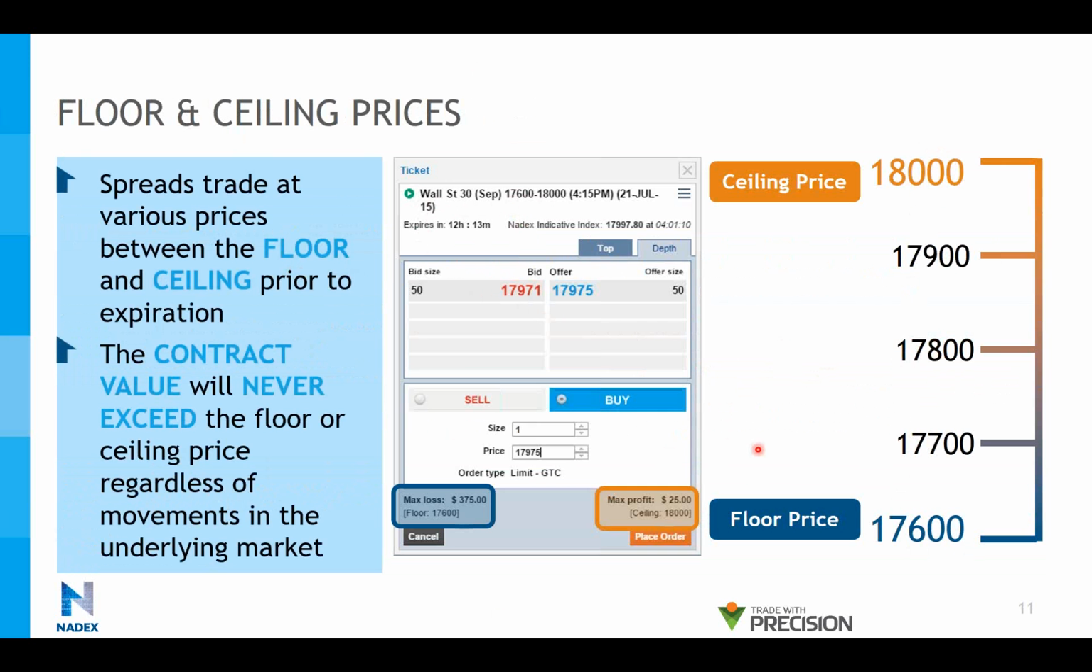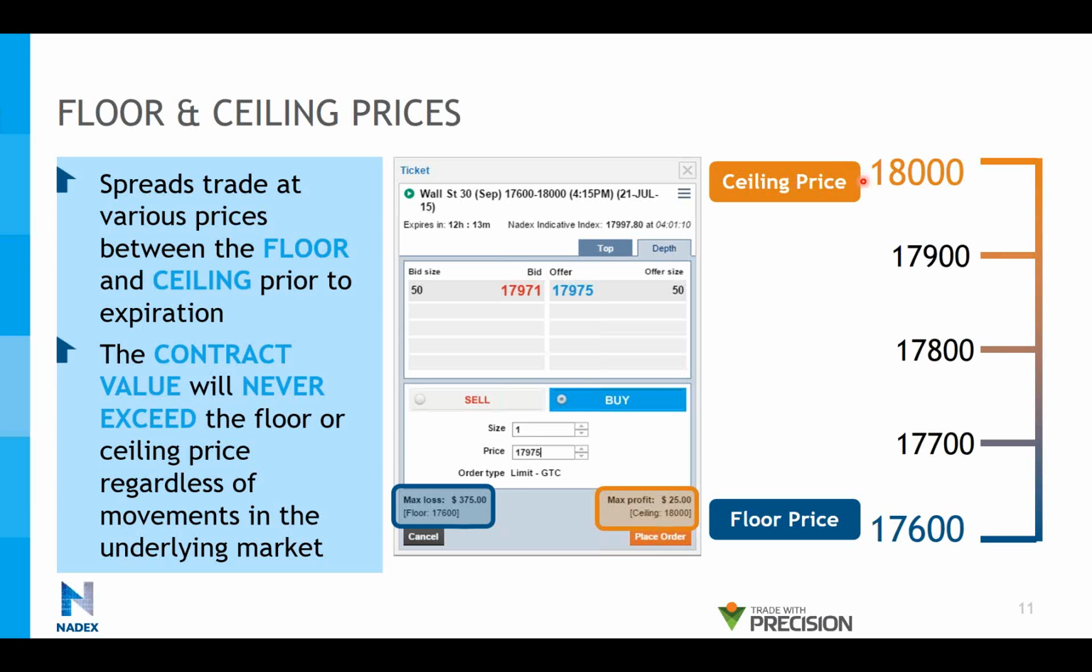If the Dow Jones now crumbles and falls to 15,000 points, that contract here stops at 17,600. So the underlying market would be trading at 15,000. However, bid and offer would be sitting very close to 17,600. That's just the way those contracts have been built. That spread caps both at the floor and the ceiling level.